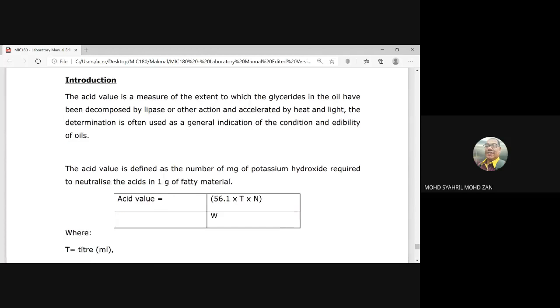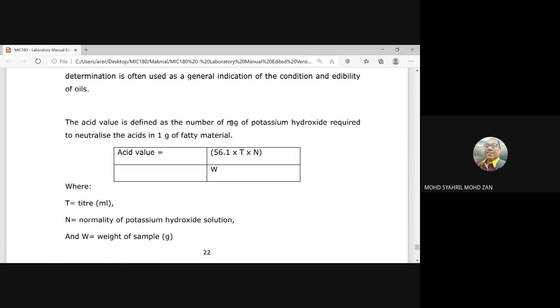So acid value is defined as the number of milligrams of potassium hydroxide which is required to neutralize the acid in 1 gram of fatty materials. Okay. So dekat sini kita nak tengok sama ada potassium hydroxide digunakan untuk kita neutralkan kita punya pemutusan ikatan dalam kita punya lipid. Okay. Tapi dalam keadaan 1 gram.